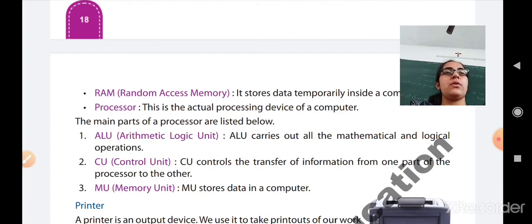Second is CU, that is control unit. CU controls the transfer of information from one part of the processor to another. It means it does the work of transferring the data. It moves the information from one part to the other part of the processor. Third is MU, that is memory unit. So MU stores the data in the computer. Everything which we are performing using a processor is stored in the memory unit.